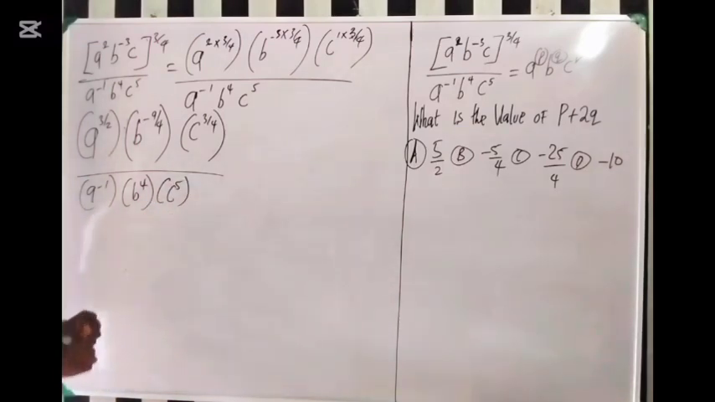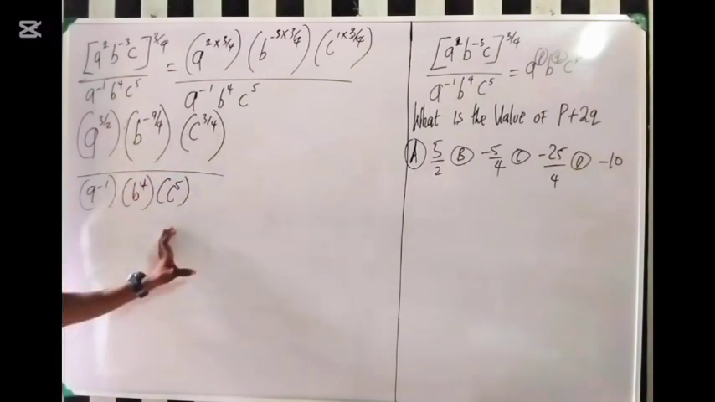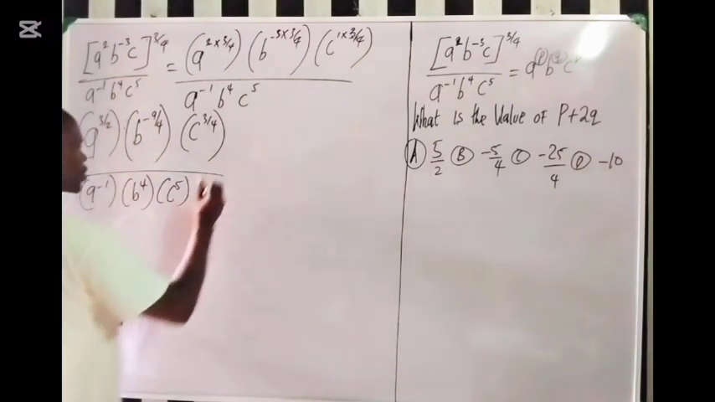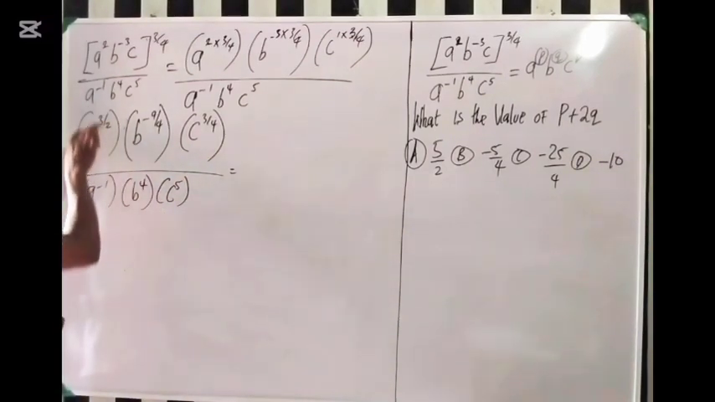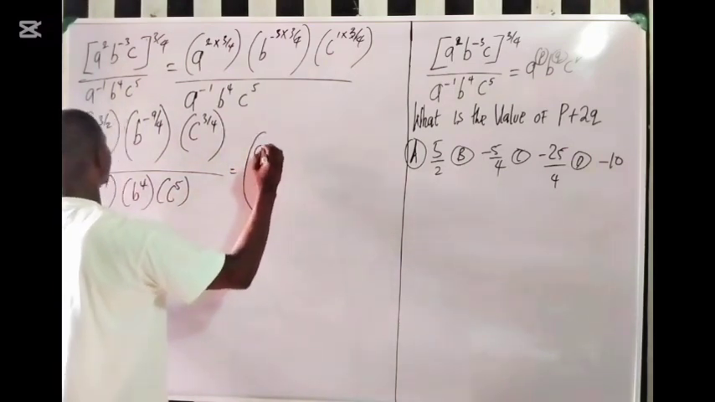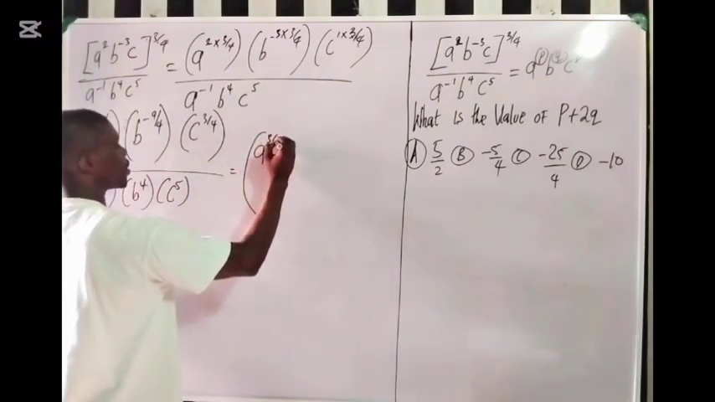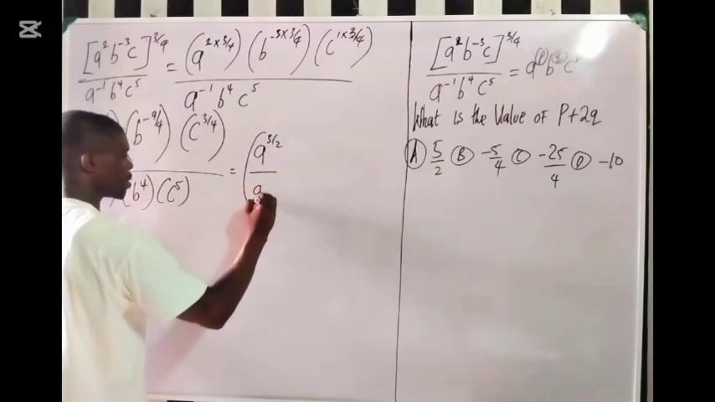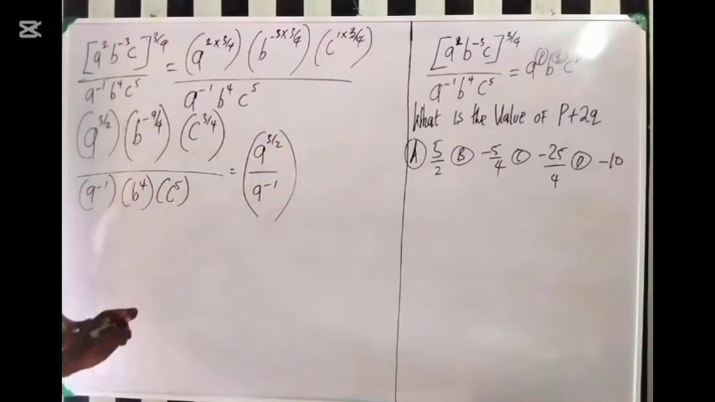Now what are you going to do here? A and A, you bring A together, you bring B together, you bring C together. Just that. So what you have here is going to do what? Now because these two are the same, here you can just say a to the 3 over 2 over a raised to the power minus 1. This is that. That's how you do it.